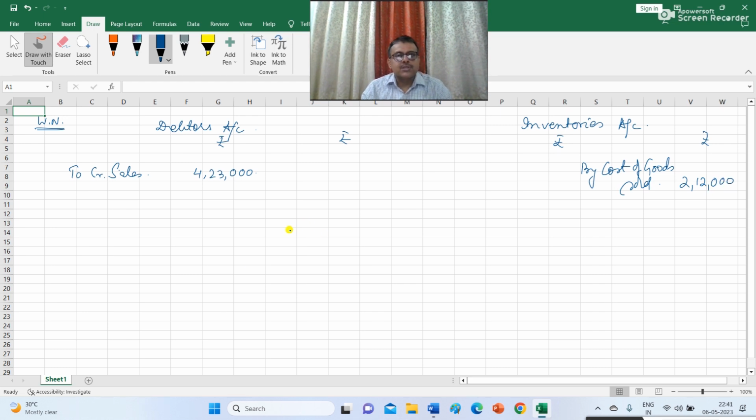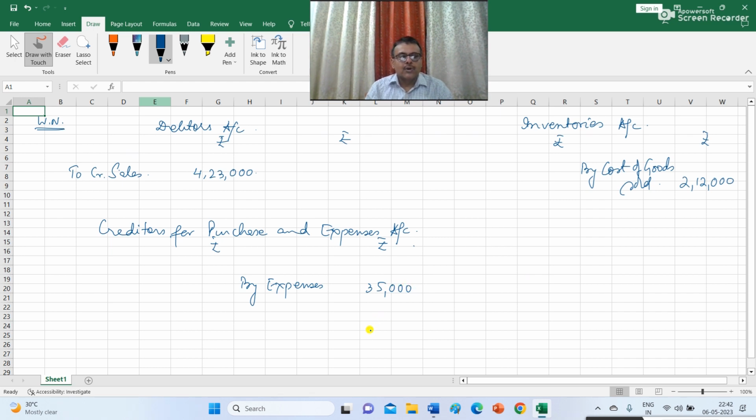Next is the expenses for the year. The expenses will be recorded in the creditors account. So here I am preparing the creditors for purchase and expenses account. The expenses for the year will be recorded on the credit side as by expenses, and the amount is 35,000.